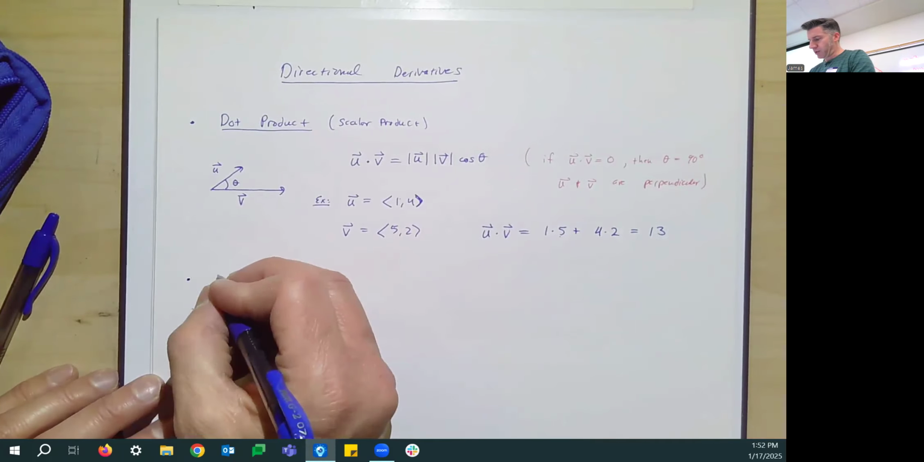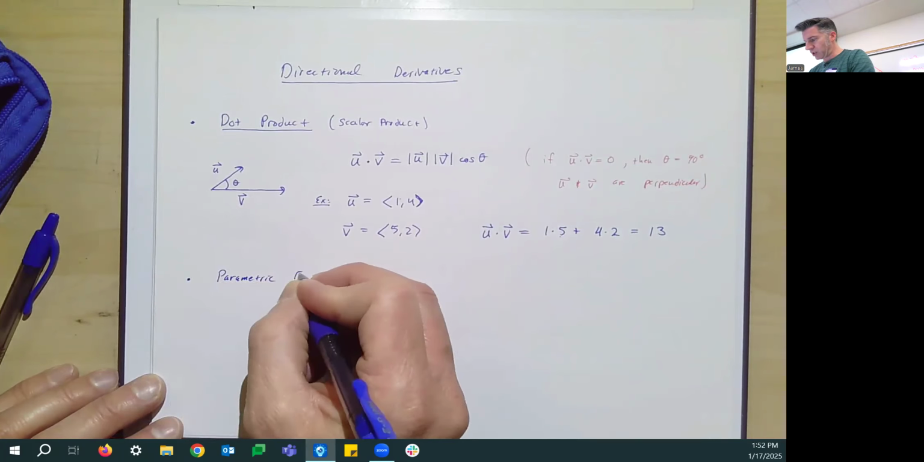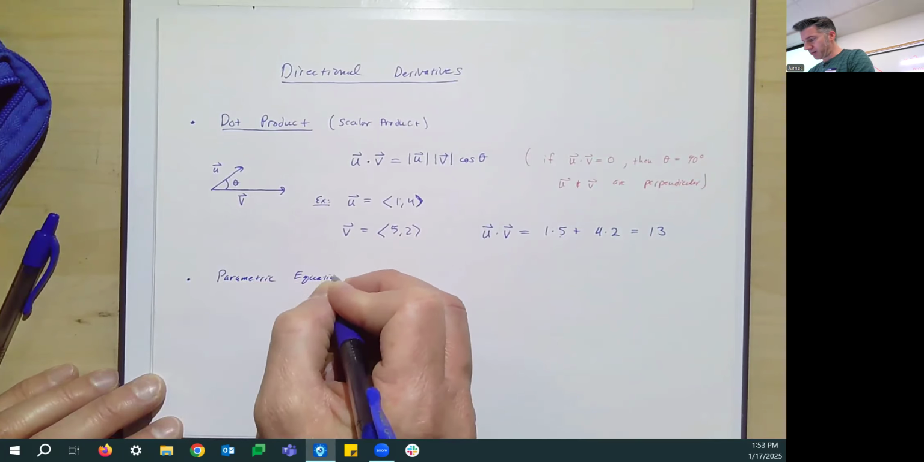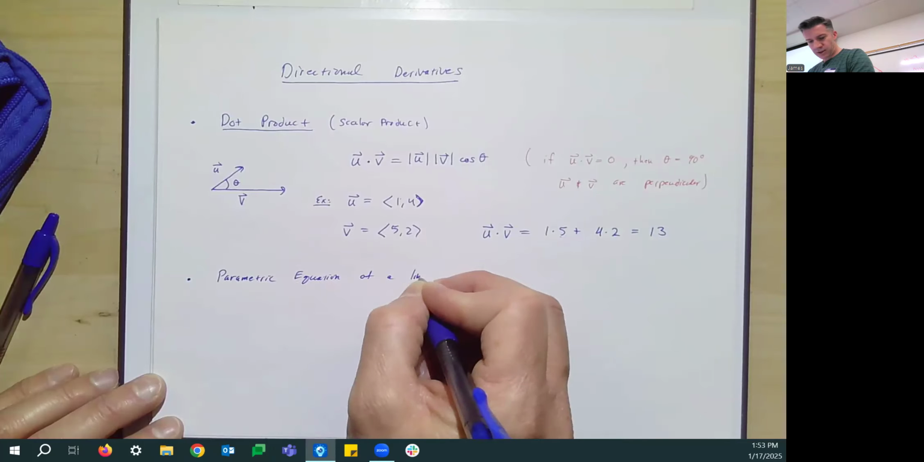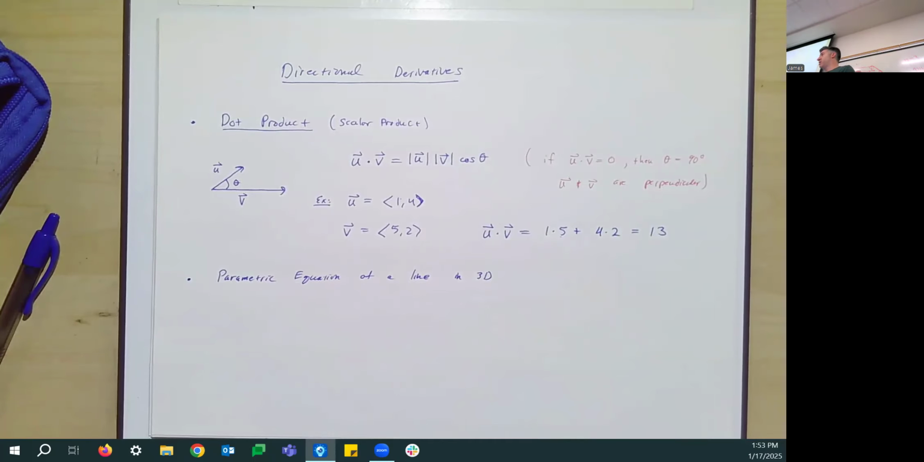So I want to talk about, for just one brief second here, the parametric equation of a line in 3 dimensions. So the problem is, in 2 dimensions, a line is really easy to write the equation of. You got a point, you got a slope, y minus y1 equals the slope times x minus x1. In 3 dimensions, you can't really do that. What we need is a point. Instead of a slope, you need a direction, aka a vector. So to be able to fully write the equation of a line, we need a point and a vector.